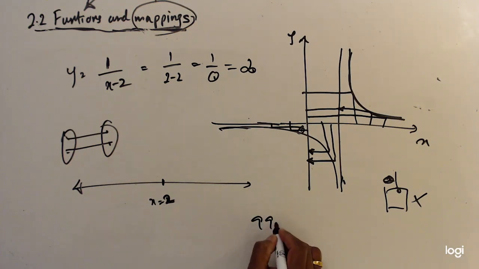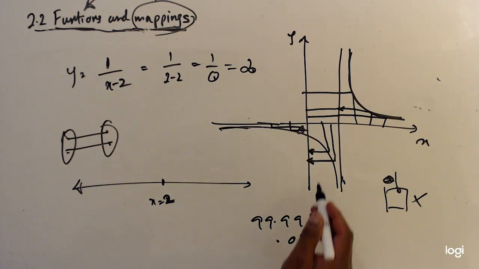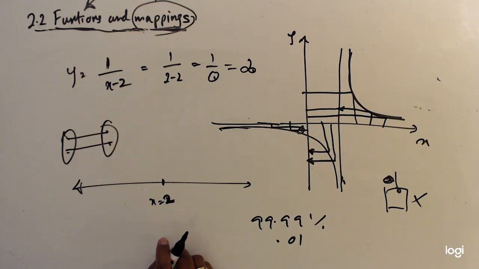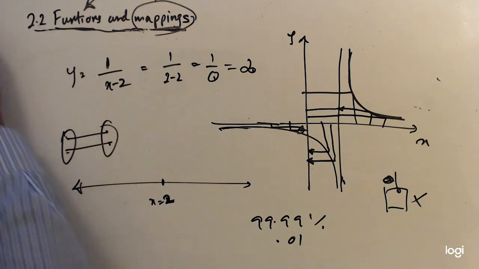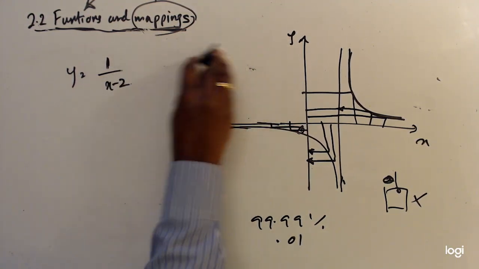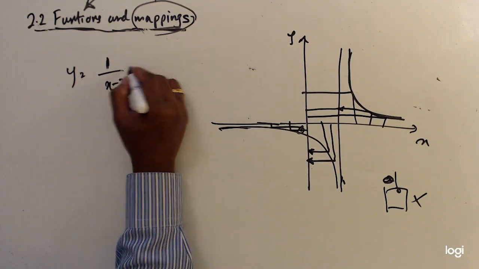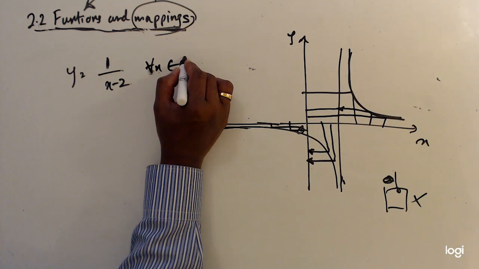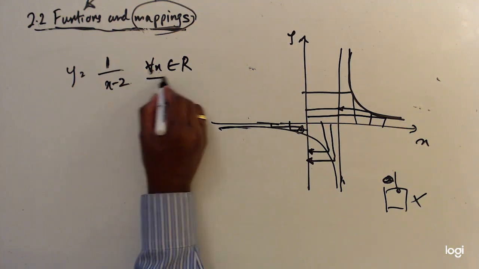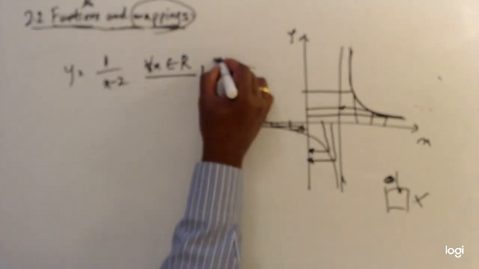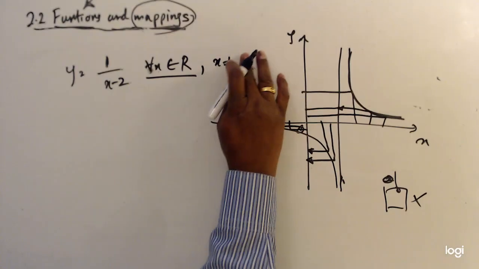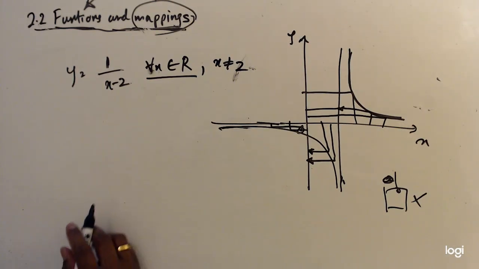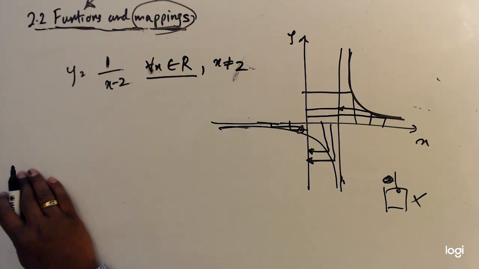So this is 99.99% good, but only 1% is the issue, x equals 2. Then how can you make this a function? What you can say is simply y equals 1 over x minus 2, and for all x that is a member of R, all real numbers except x equals 2. x cannot be 2. If x is 2, then no output. The output is infinity. We don't accept that as an answer.